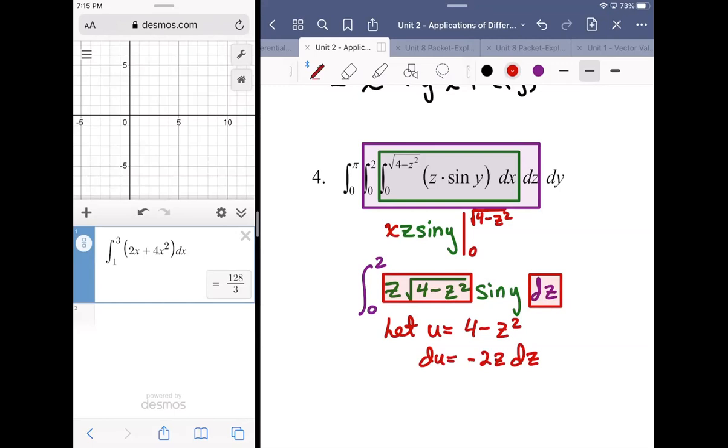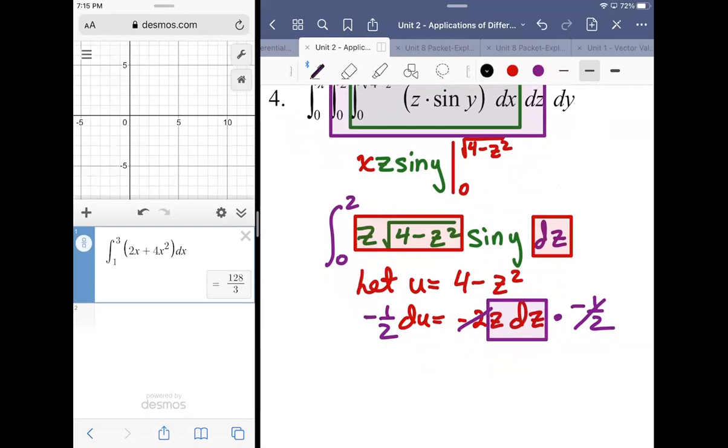I have a negative 2z dz. If I multiply both sides by negative 1/2, that gives me the relation that I'm looking for. It gives me the droids I'm looking for. z dz is equivalent to negative 1/2 du. So now I can write my definite integral as negative 1/2. Instead of the square root of 4 minus z squared, I can now write the square root of u, but instead of the square root, I'm going to write it as u to the power of 1/2 du.